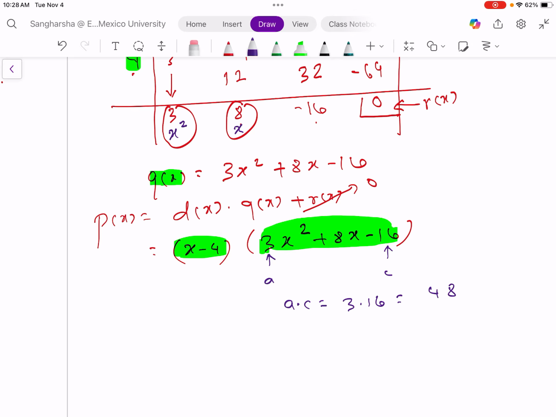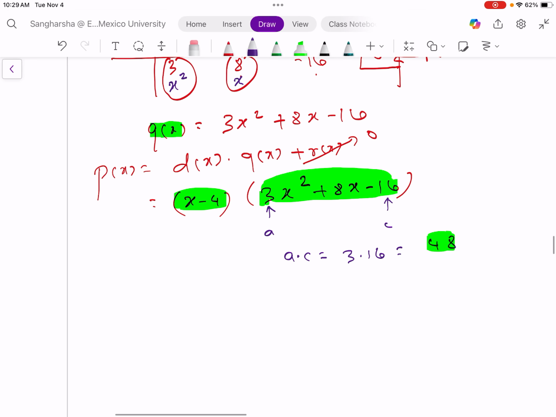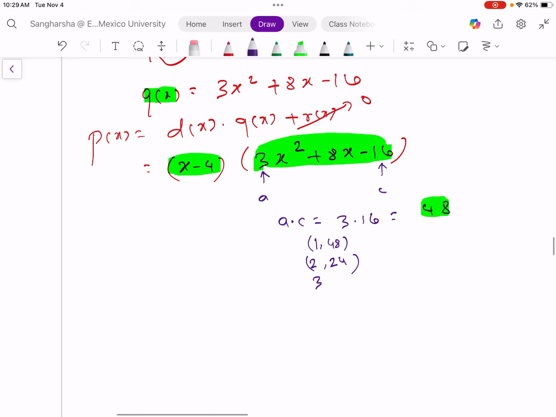The next step, we write down every pair of factors of 48. So what are the pairs of factors of 48? 1 and 48 is one pair. 2 times 24, that's the next. 3 times 16, 4 times 12, 6 times 8. So these are the pairs of factors of 48.